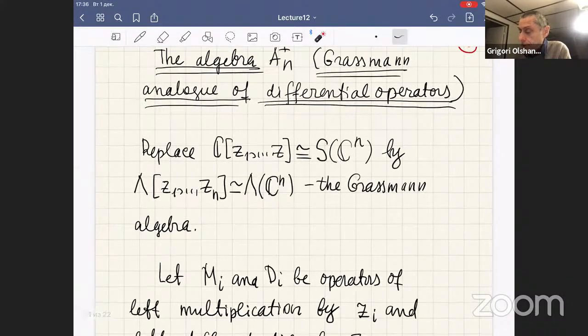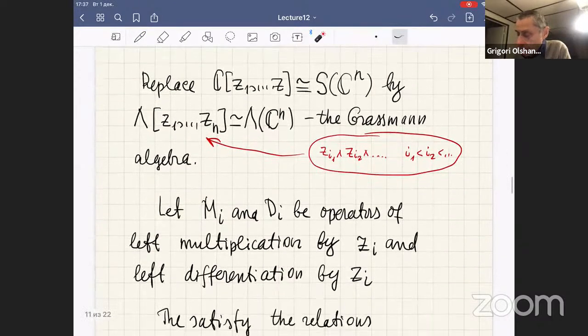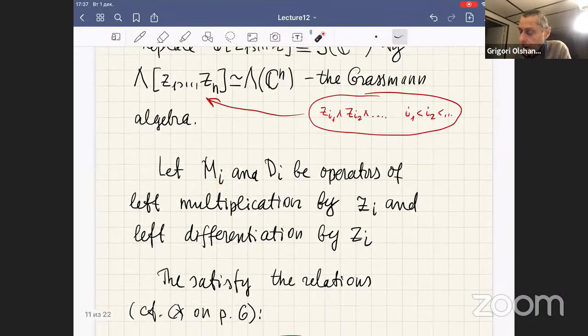So the elements of this algebra are some wedge products, like this. So these are elements of a Grassmann algebra. And I define again the multiplication and differentiation operators, which are left multiplication and left differentiation. I already defined them, but I can repeat.